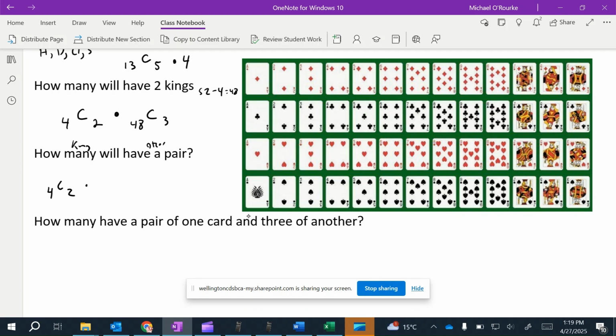Then there's 13 ways I can do that. I can do it through aces, 2s, 3s, 4s. So I'm going to times this by 13. Then I have 48 cards left, and I need 3 of those.